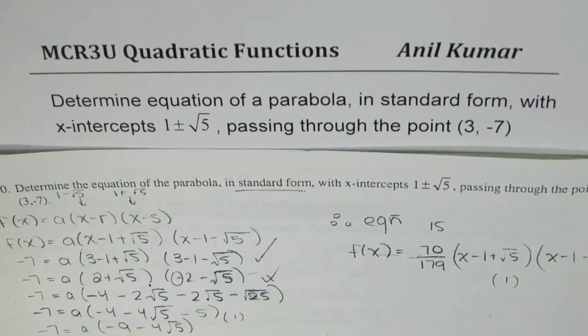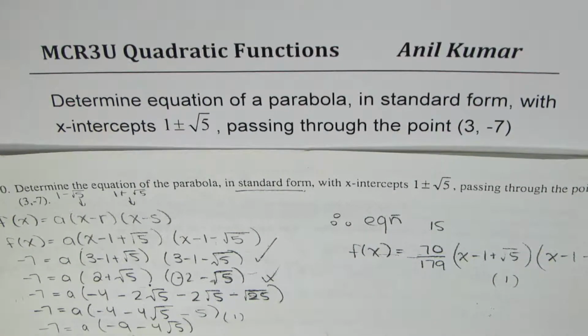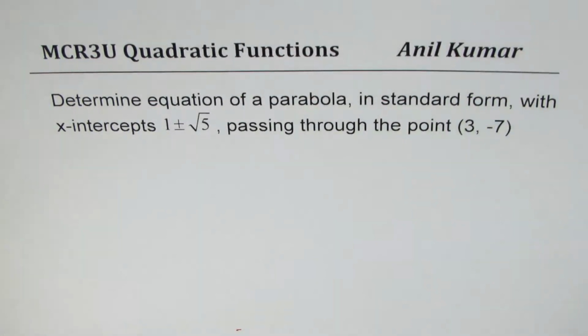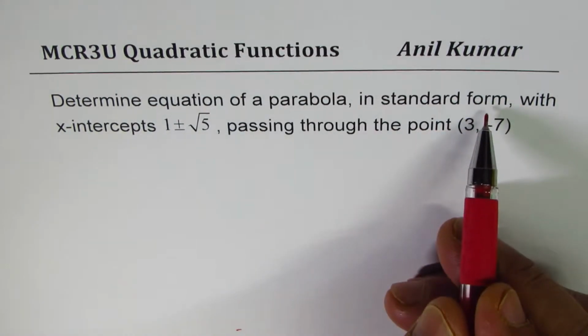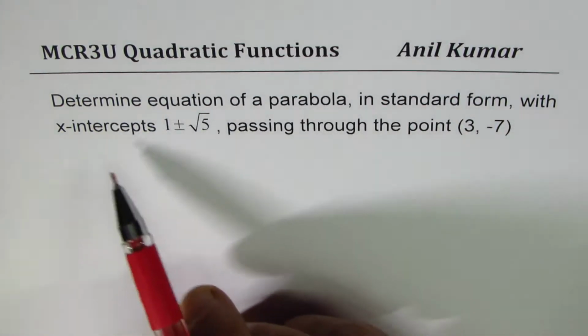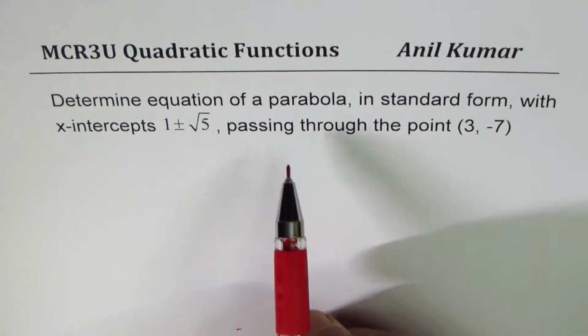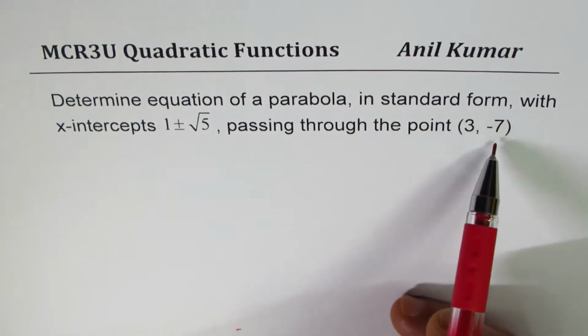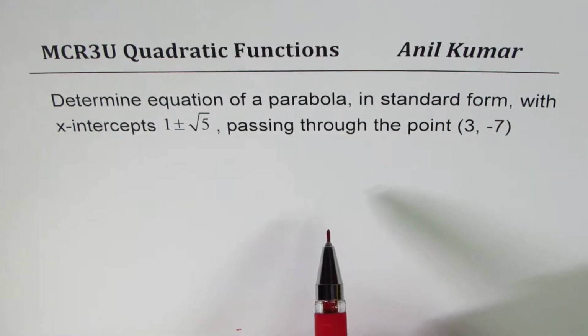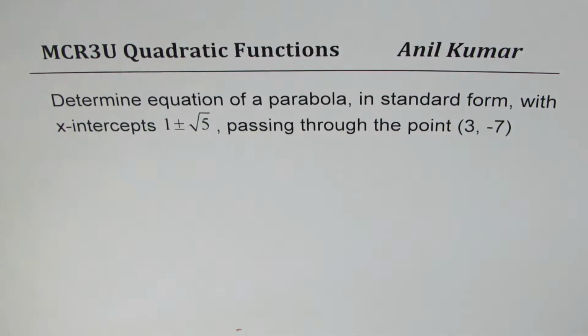I'm Kumar sharing with you a test question to find the equation of a parabola in standard form. The question is: determine the equation of a parabola in standard form with x-intercepts 1 plus minus square root 5, passing through the point 3, minus 5. You can always pause the video, answer the question, and then look into my suggestions.